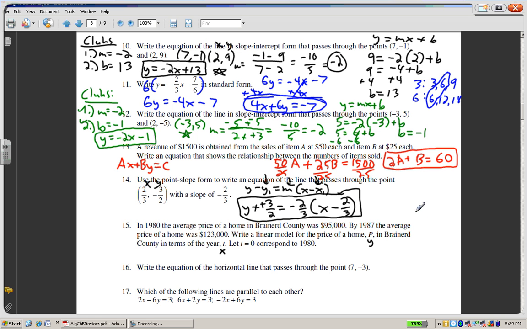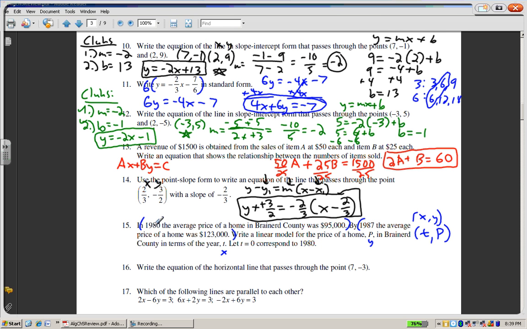So my ordered pairs will look like, instead of X, Y, they'll look like T, P. All right, so T equals 0 is 1980. Now you look through, these don't look like a rate of change. These don't look like a starting point. It looks like some ordered pairs. Looks like they've given us 2 ordered pairs.